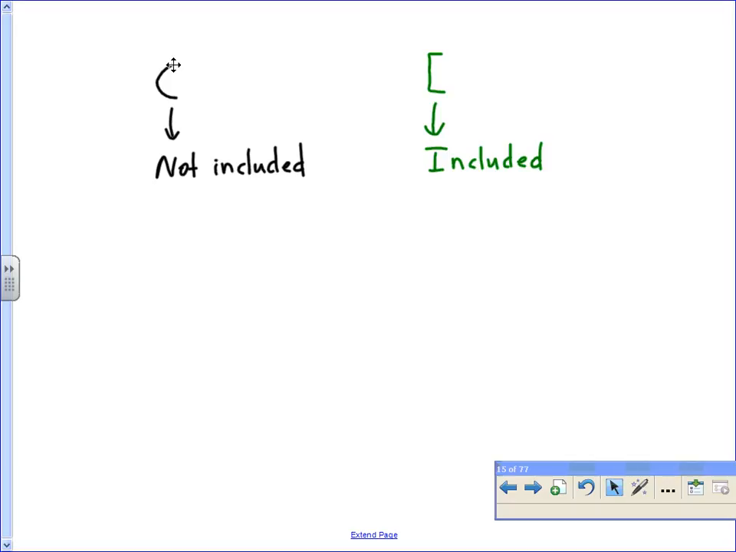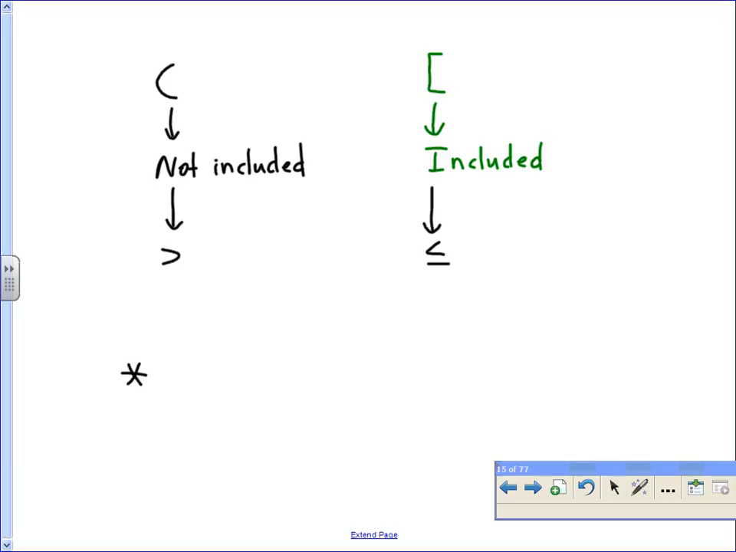Okay. Now, we also need to know that you have these signs like greater than or equal to. If it does not contain the equals, then you use the parenthesis, because in that case it's not included. But you might have the equals on it, and it doesn't matter whether it's greater or less than, but if it has the equals on it, then you use the bracket because it is included.